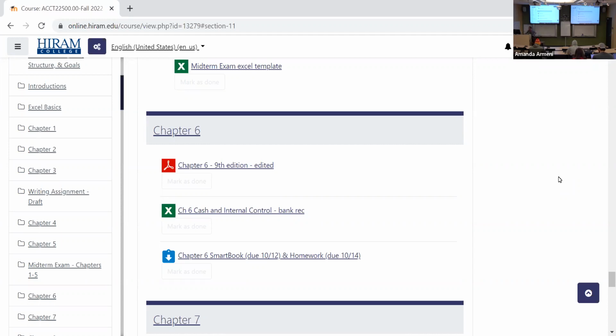But the resources that I'm going to use are already available to you in Moodle. So there's a PowerPoint presentation, there's an Excel spreadsheet, and then you can see that there is a reminder, right? You don't have to submit anything in Moodle, but there's a reminder about the chapter 6 smart book review and the chapter 6 homework assignment.